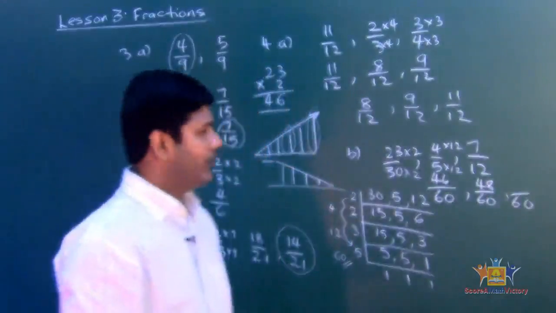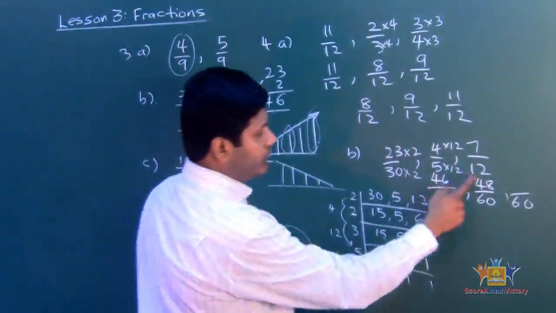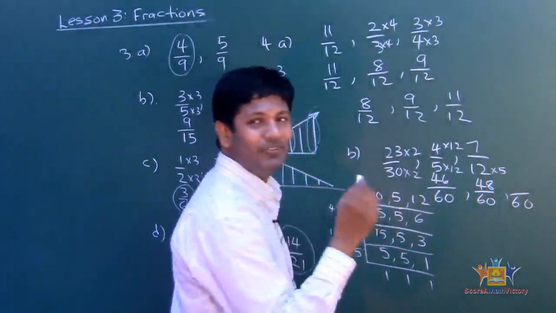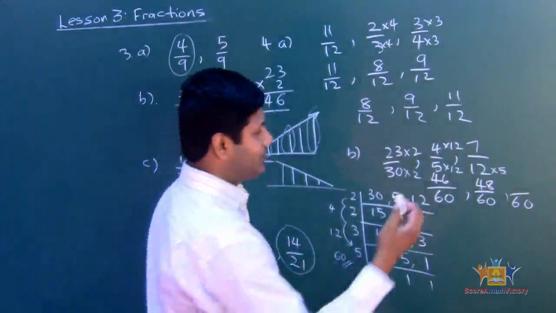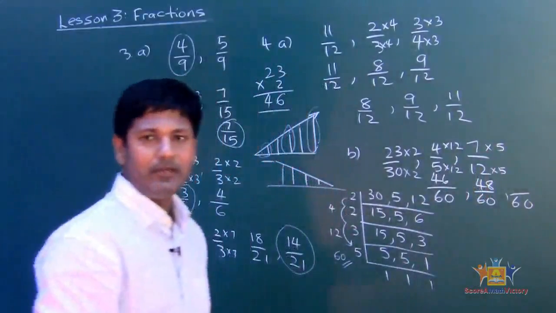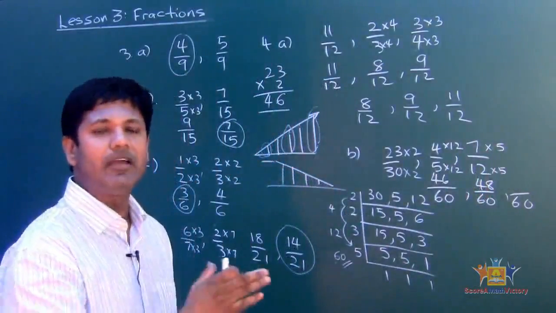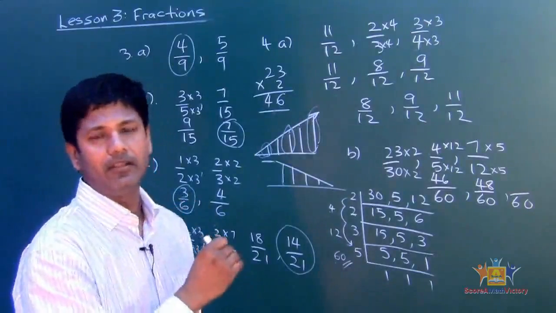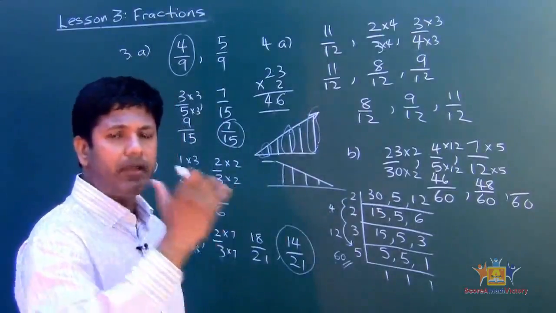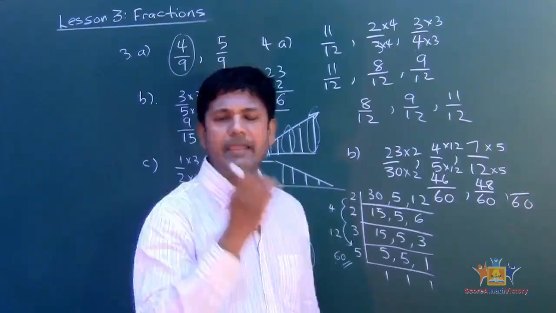Okay? Now how do I go from 12 to 60? Exactly, I multiply that by 5. 12 times 5 is 60. If I multiply 12 by 5, I also have to multiply 7 by 5. The numerator also has to be multiplied by the same number that you multiply the denominator by. Keep in mind, that's the key. Numerator and denominator, either you multiply or divide by the same number.